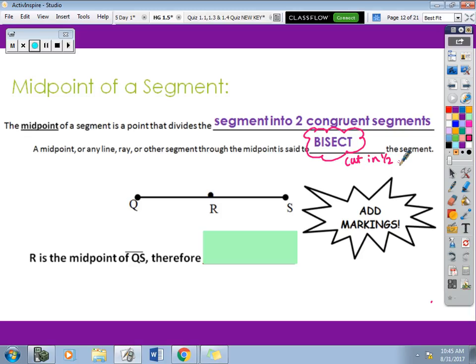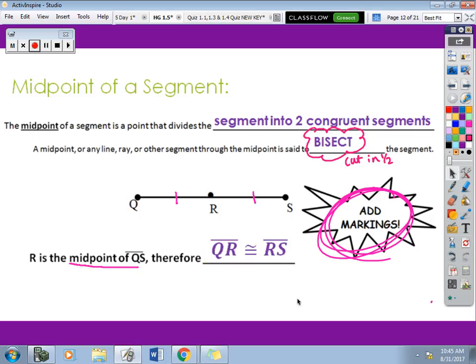All right, so as soon as you see the word midpoint, R is the midpoint of QS, you want to add markings to your picture. Okay? So QR has to be congruent to RS if R is the midpoint. I put 1 hash mark and 1 hash mark. If you want to put 2 and 2, it doesn't matter as long as they are exactly the same marking. So as soon as you see the word midpoint, you want to add a marking to your picture. The markings might seem weird to you right now, but we're going to mark everything all year to help interpret what we're seeing in a picture.